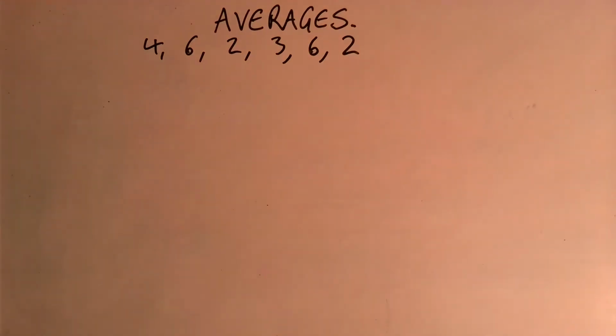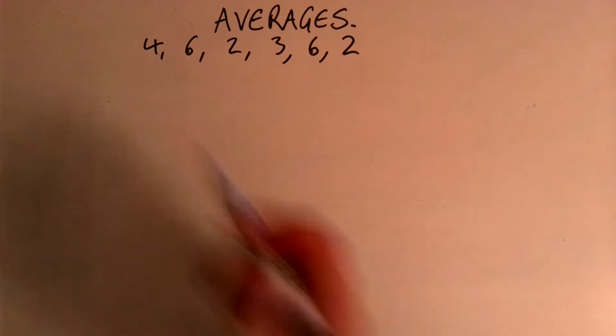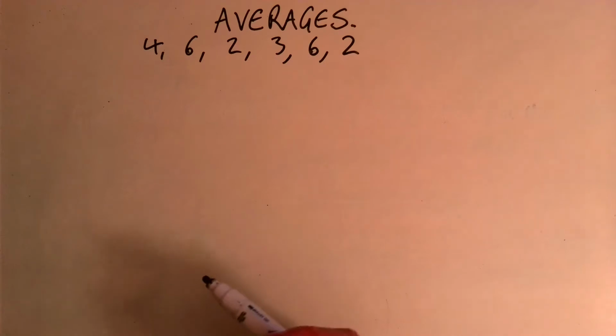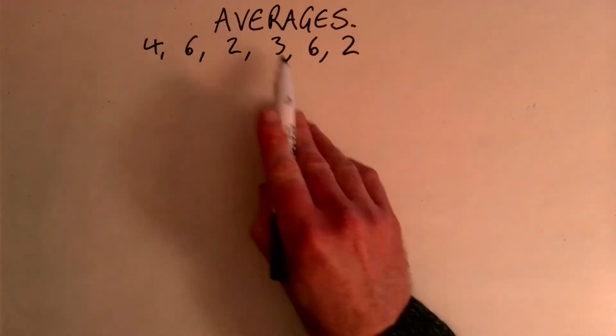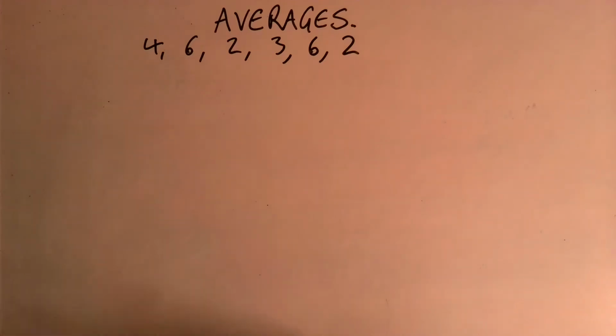Right, so we're looking at averages, and just to get you keyed into it, I'm putting 6 numbers down there: 4, 6, 2, 3, 6, and 2. What I would like you to do first of all is see if you can name what the 3 averages are and what the other word might be that might be relevant.